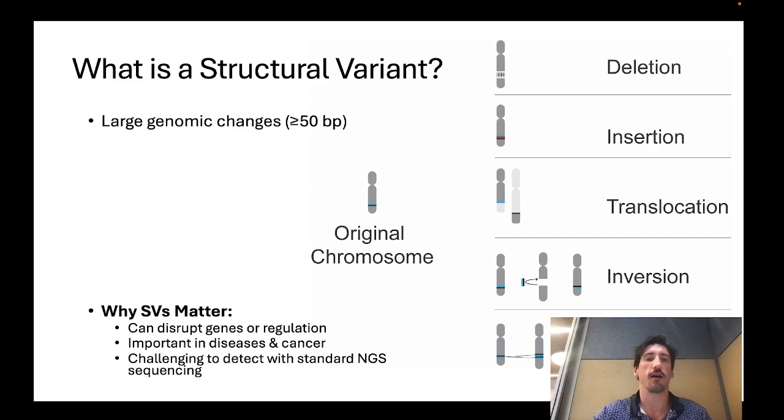So taking a step back, for those of us who are not familiar with what a structural variant is, at least in the context of the human genome, a structural variant is a large genomic change, typically greater than around 50 base pairs, although it doesn't have to be, it can be smaller. There are 5 main categories of structural variants.